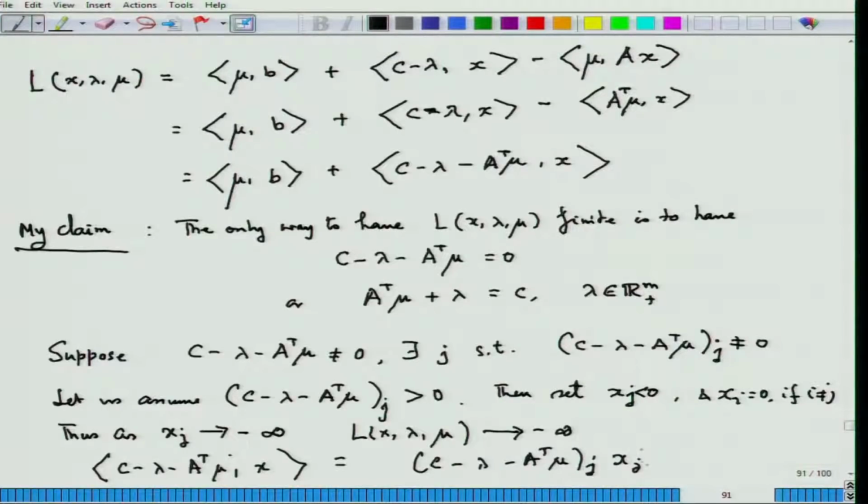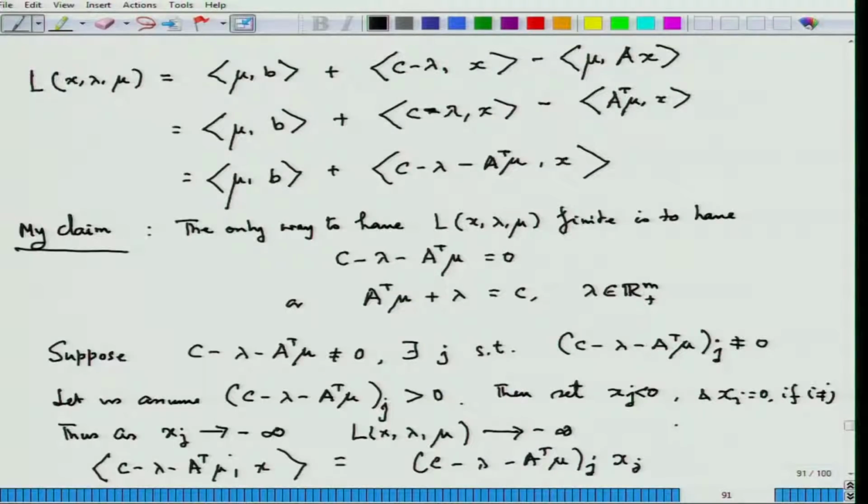Now, suppose xj is negative and this is positive, then this will be negative. So, I can make xj go down, down, down as much as I like, and so this whole thing would go towards minus infinity. So, this infimum will not have a finite value. Which means a similar argument can be made if this is strictly less than 0: you can take xj to be strictly bigger than 0 and go ahead.